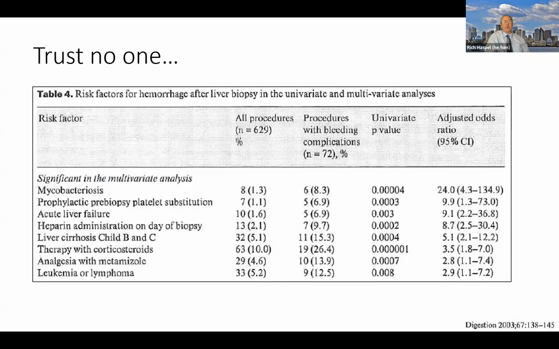So here's another example of a study where you have to look very carefully. This was a study of risk factors for hemorrhage after liver biopsy, and here's the multivariable analysis. Is there anything that comes up in this multivariable analysis that catches your eye as significant in causing bleeding?